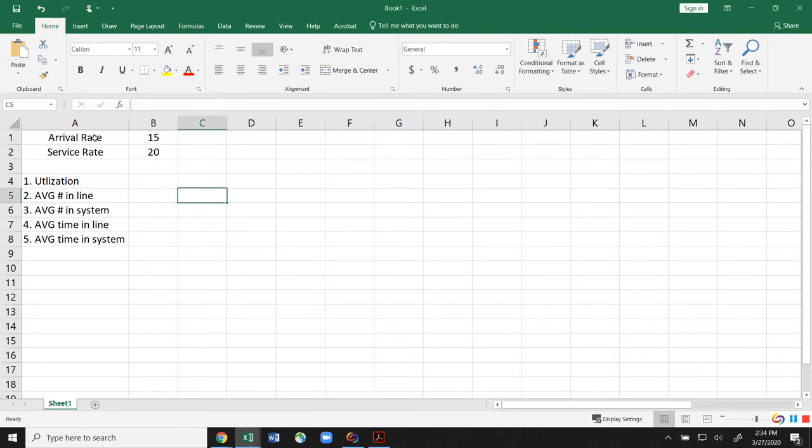So I put down an arrival rate, let's just call it a local restaurant that has a drive-up window. We get 15 that arrive per hour, and we can service 20 per hour. The first thing we want to figure out is the utilization, or how often the person working the window is being utilized. The way I think about utilization, if I have a 100-gallon barrel and it has 36 gallons in it, then the utilization is 36%, or we're using 36% of the capacity.